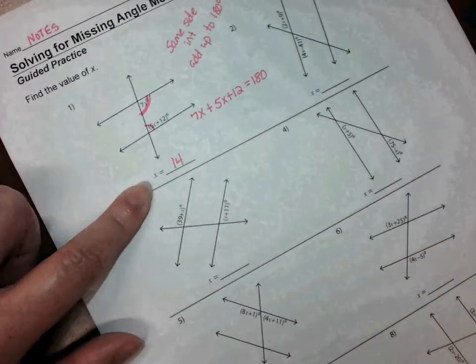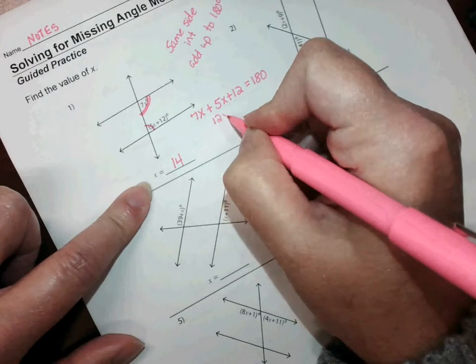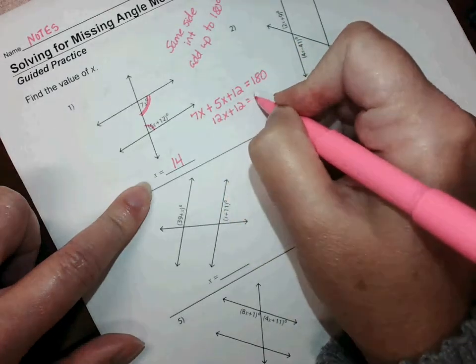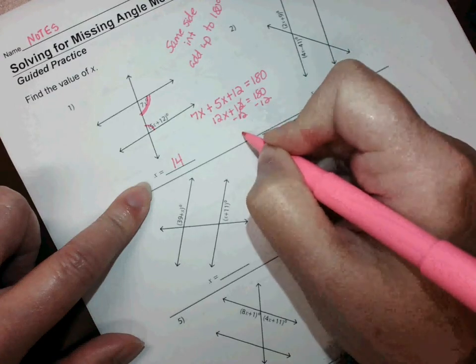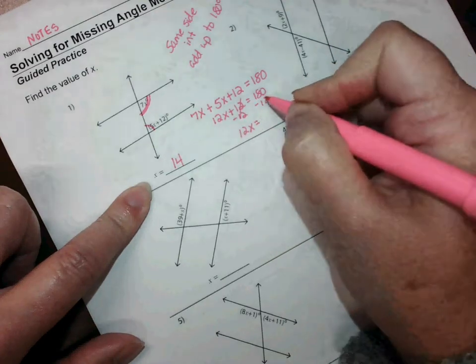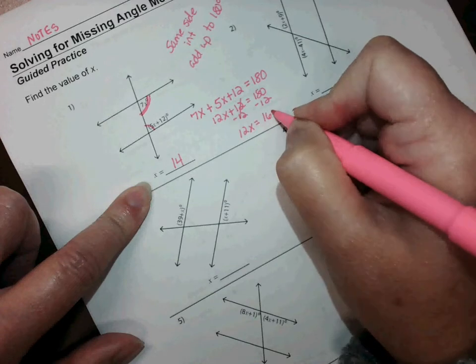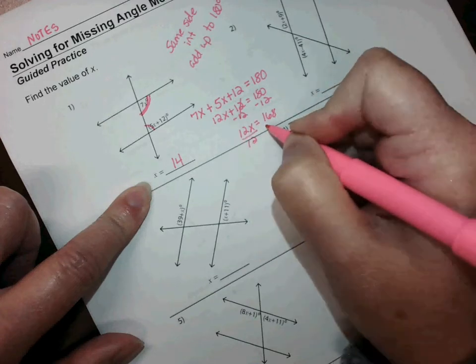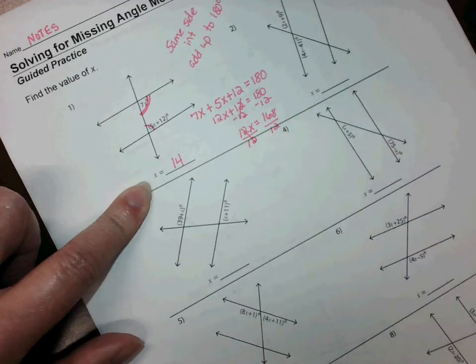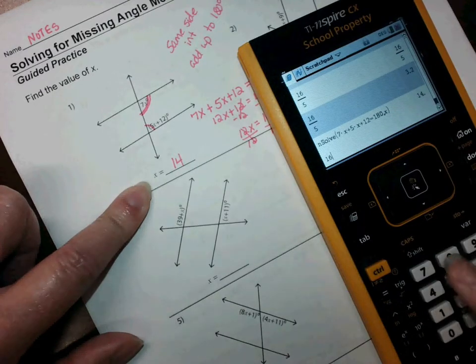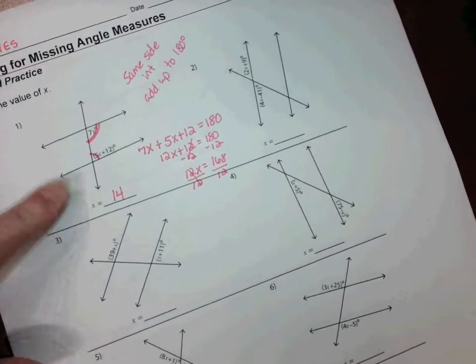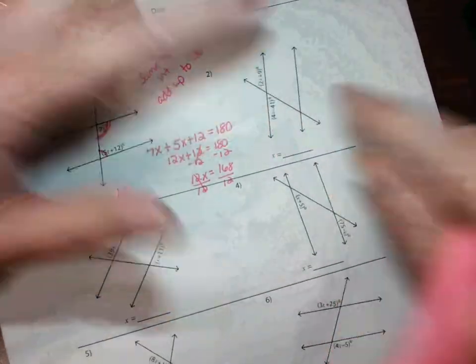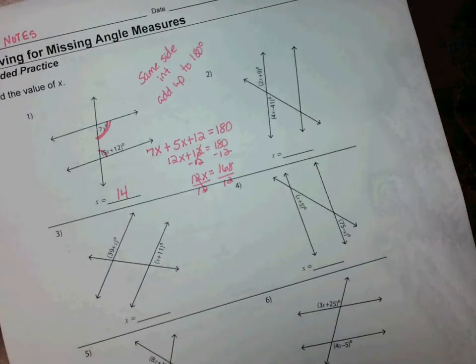Okay, if you were to do this by hand, this would be 12x plus 12, minus 12. 12x would equal, what is that, 168? And 168 divided by 12 should be 14. Yes. Okay? So you're either setting your two expressions equal to one another or you're adding them up to 180.